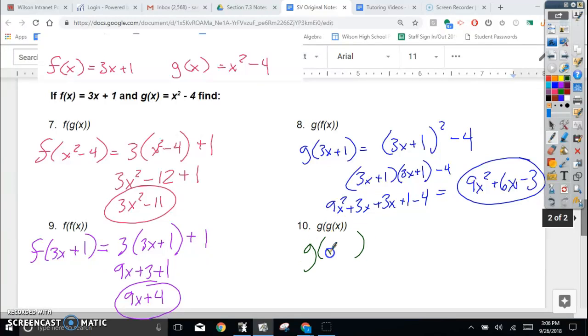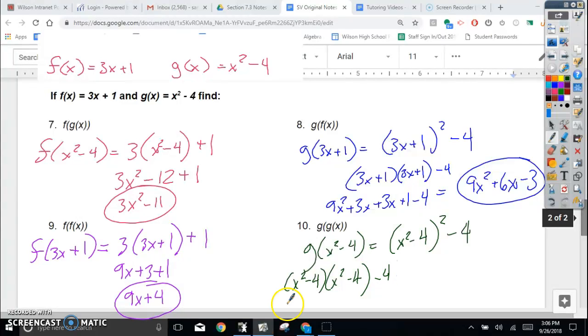So in g of x, we have x squared minus 4. So I'm going to rewrite blank squared minus 4 because of my outside g. Inside here, we'll have x squared minus 4. So x squared minus 4 times x squared minus 4 minus 4. So let's go ahead and FOIL. All right, x to the 4th minus 4x squared minus 4x squared plus 16 minus 4. And our final answer will be x to the 4th minus 8x squared plus 12.